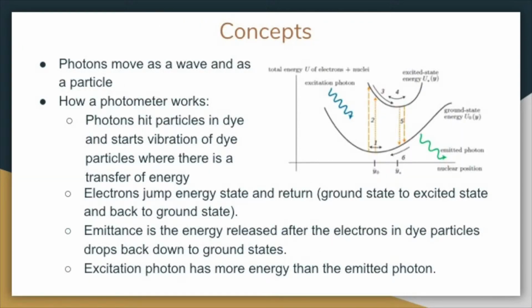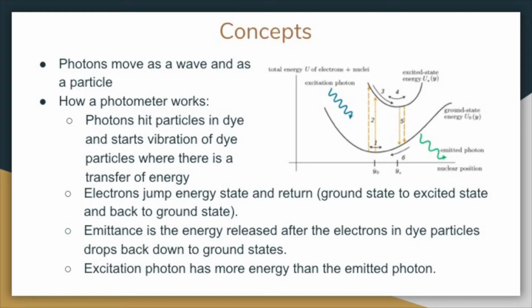Important concepts involved in this experiment show how photons move as a wave and as a particle. The photometer works by observing how the photons hit particles in a dye and starts vibration of the dye particles where there is a transfer of energy. Electrons then jump energy states and return to the ground states. Emittance is the energy released after the electrons in the dye particles drop back down to the ground states. Excitation photon has more energy than the emitted photon.